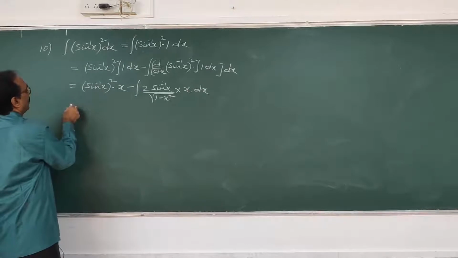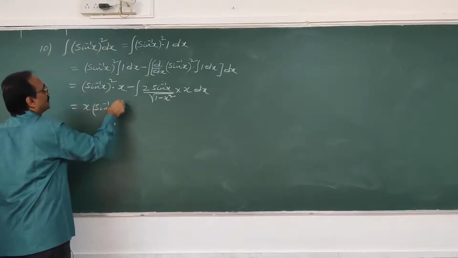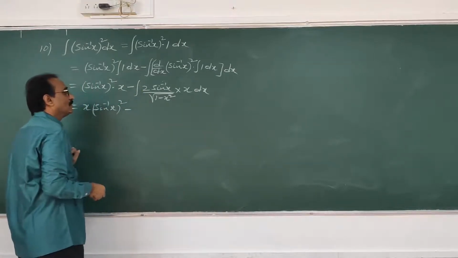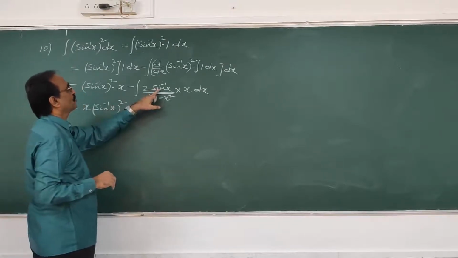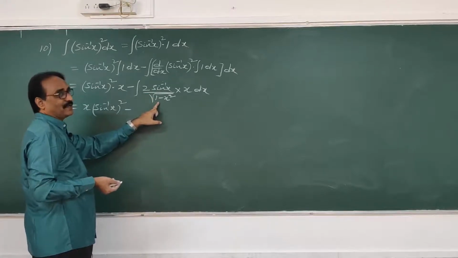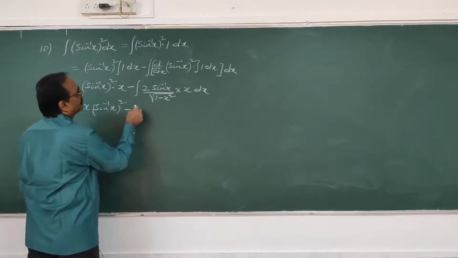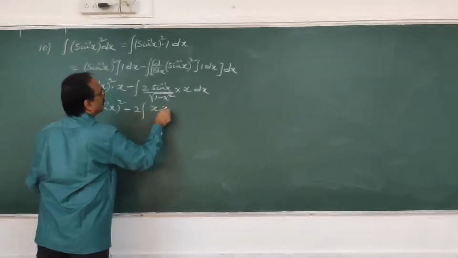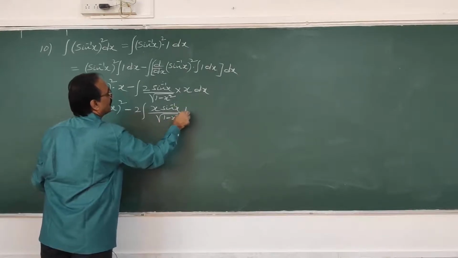Now let us see what will happen. x into (sin inverse x) whole square, so nothing else is there. Now the simplification, everything you have to do here only. If I get a doubt, put sin inverse x equal to t, 1 by root of 1 minus x square dx equal to dt. That will be easy. You can do it like that only. So here 2 will come out: x sin inverse x by root of 1 minus x square into dx.